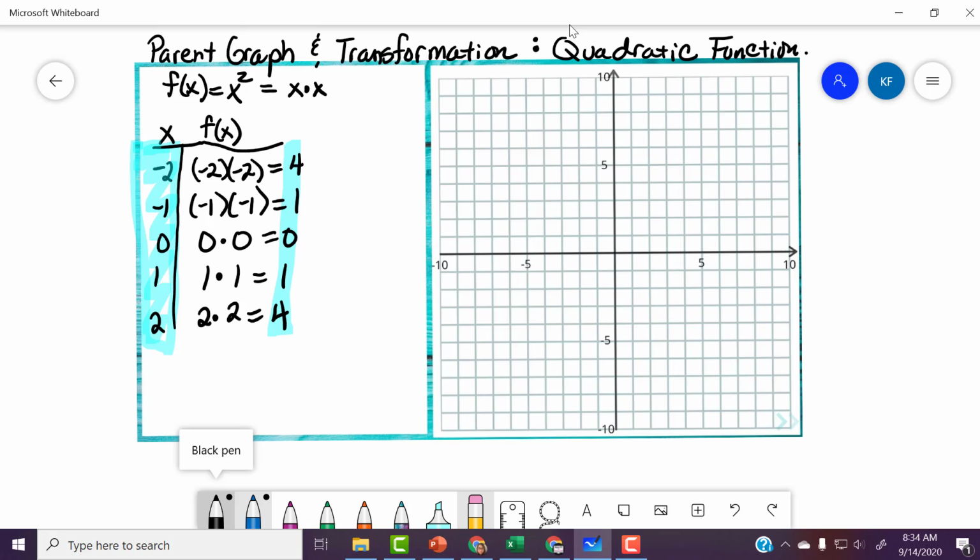So in general, your graph looks like this. It's a U. And it has an absolute minimum. And remember that minimum value is described as y equals whatever the y value is. So in this case, it would be b.